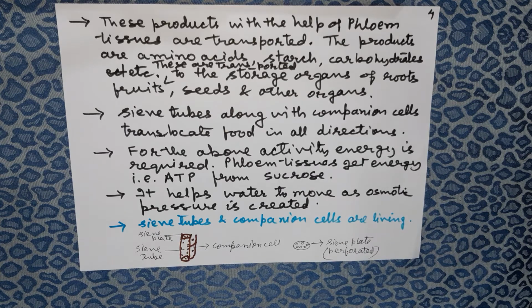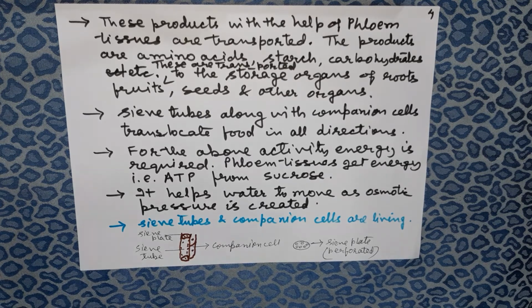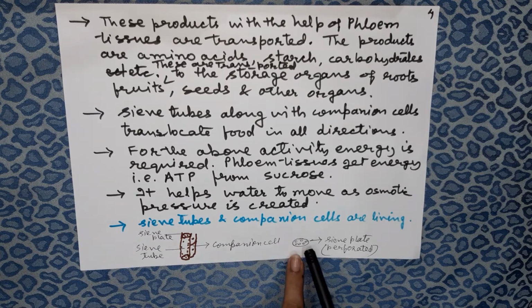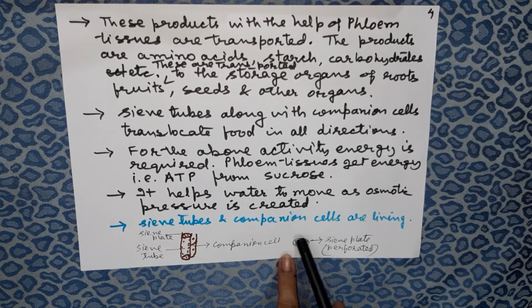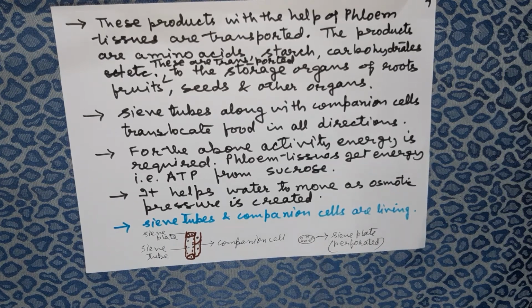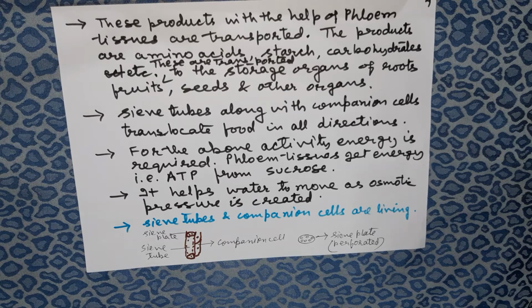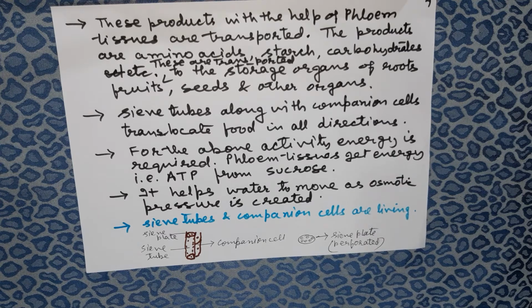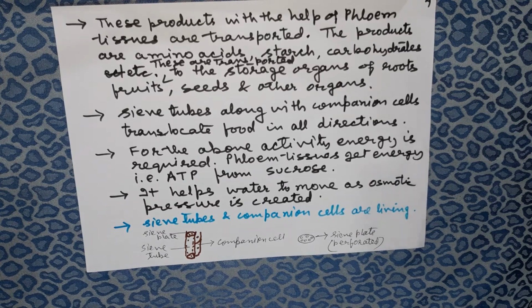Sieve tubes are hollow, tubular, and between one sieve cell and the other, there is one horizontal plate, that is called sieve plate. As you can see here, it has pores, it is perforated. Through this only the food can be transferred, and thus food reaches all parts of the plant, upward, downwards, in all parts of the plant.